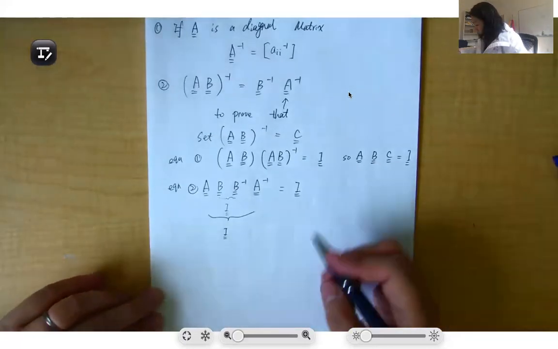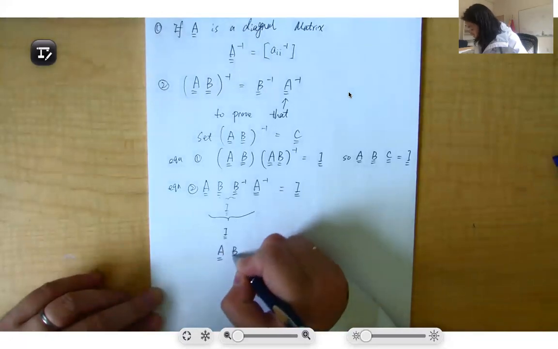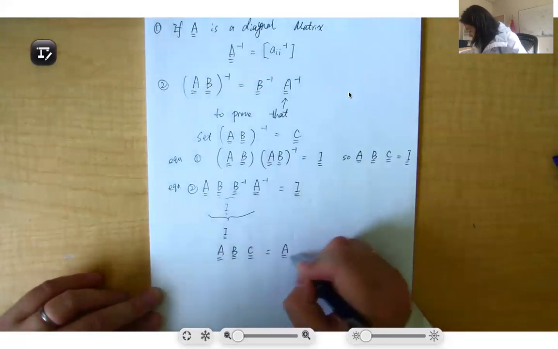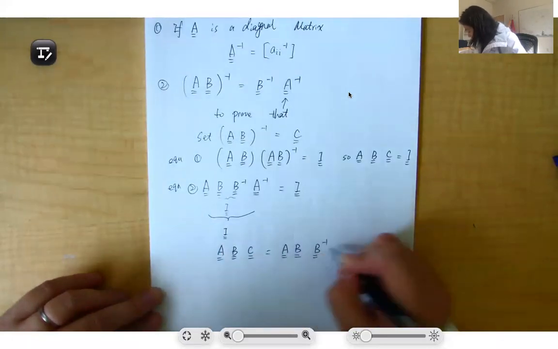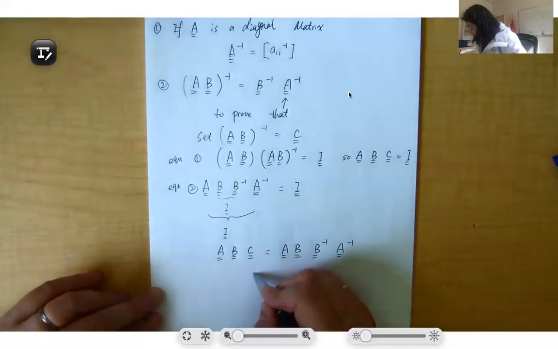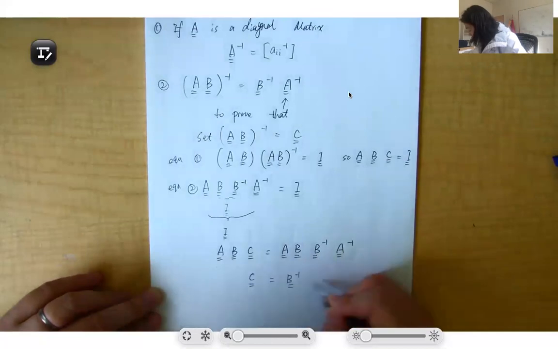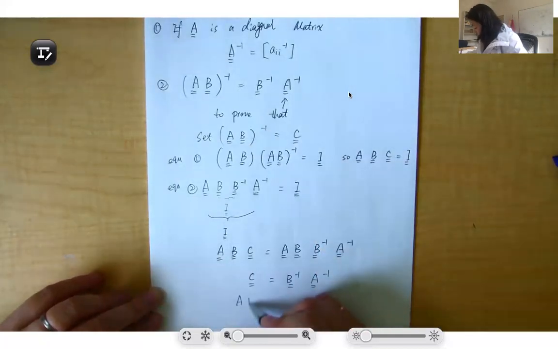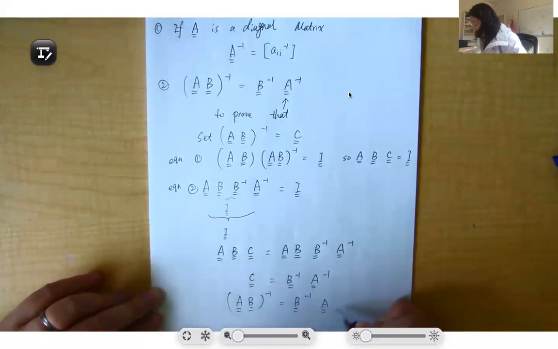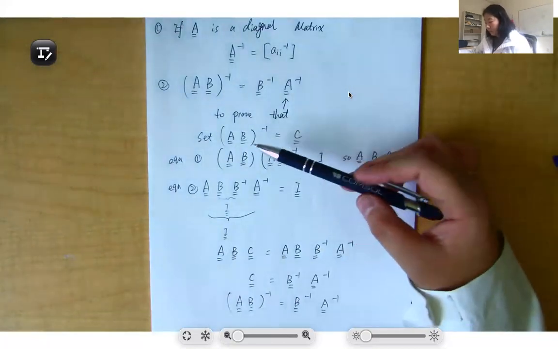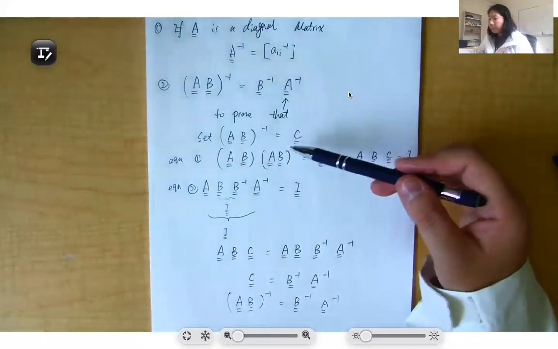Then what you can say is that ABC will be equal to AB B inverse A inverse, okay? And this part is the same, so C will be equal to B inverse A inverse, and you know C is the inverse of AB, right? So the inverse of AB will be equal to B inverse, A inverse. Okay, so we can prove such a multiplication rule for the inverse of AB.